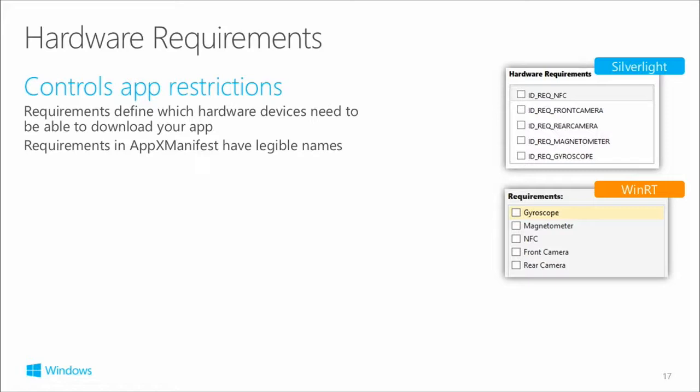So if you check one of these, then when the user is browsing the store on a phone that hasn't got a front-facing camera, they won't see any apps which have that front-facing camera hardware requirement checked. So this is how you stop it getting installed onto phones where it won't run.